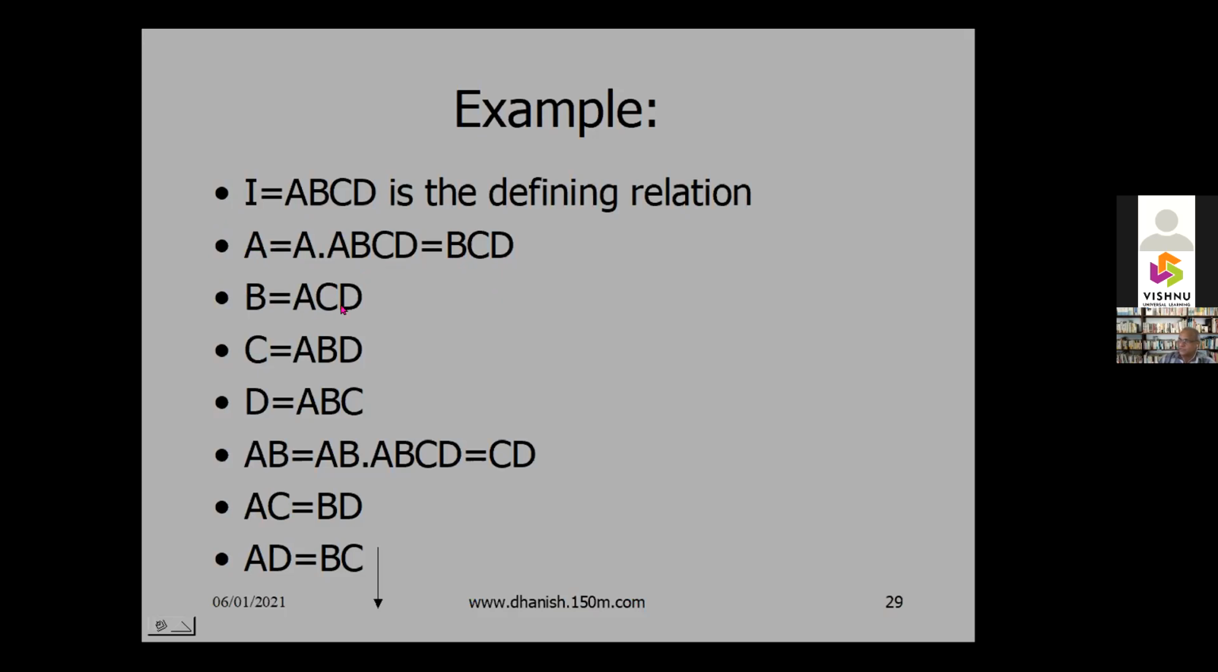B is aliased with ACD. C is aliased with ABD. D is aliased with ABC. AB is aliased with CD. AC is aliased with BD. AD is aliased with BC.